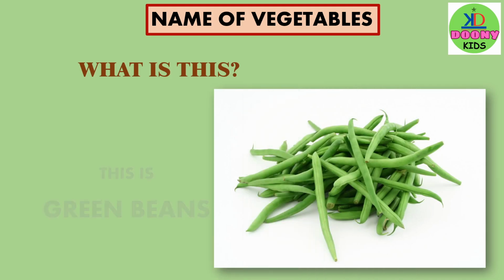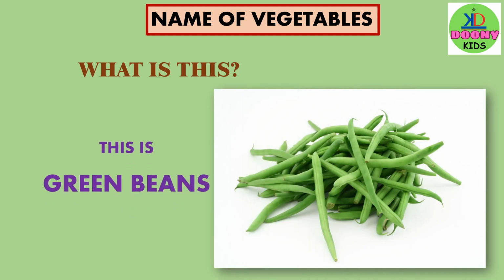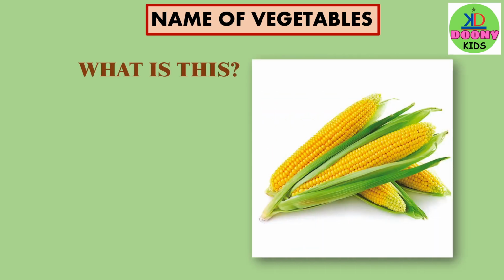What is this? This is green beans. G-R-E-E-N. B-E-A-N-S. Green beans. What is this? This is corn. C-O-R-N. Corn.